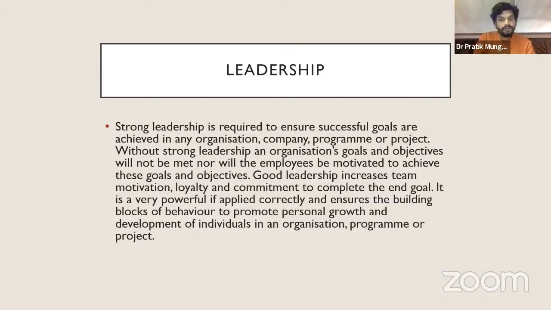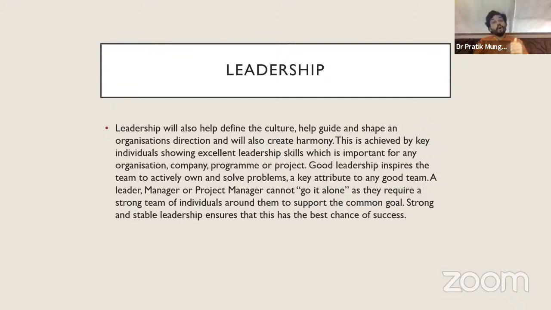Next slide on leadership. Here I'm explaining the importance of leadership. So leadership will also help define the culture, help guide and shape an organization's direction, and will also create harmony. This is achieved by key individuals showing excellent leadership skills, which is important for any organization, company, program, or project. So good leadership inspires the team to actively own and solve problems, a key attribute of any good team.